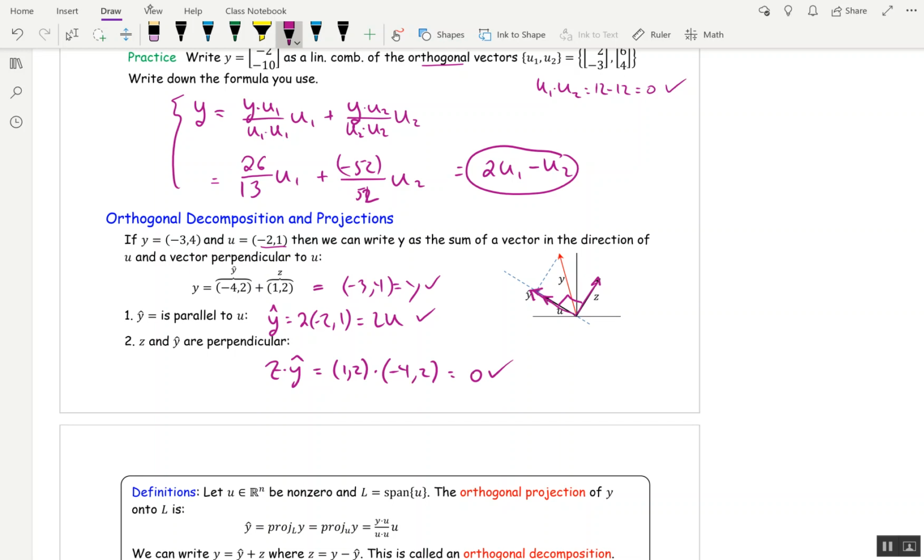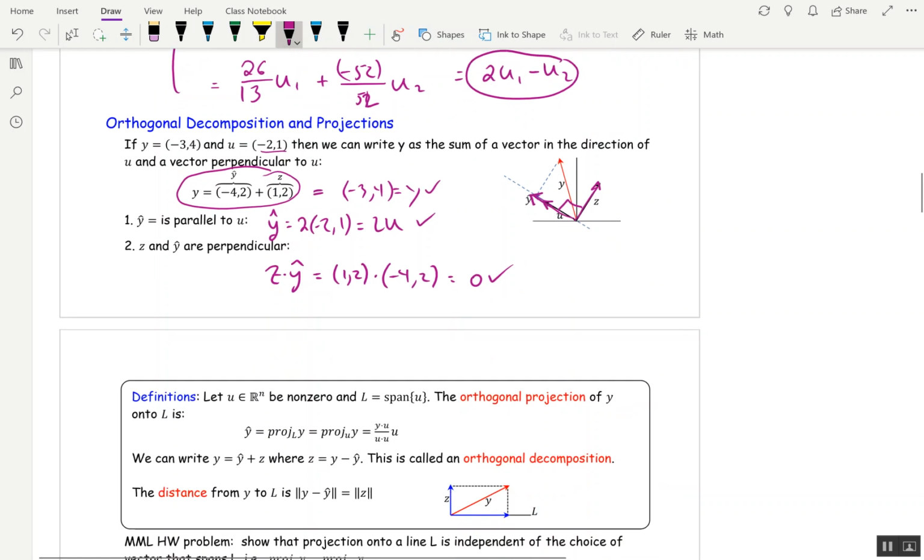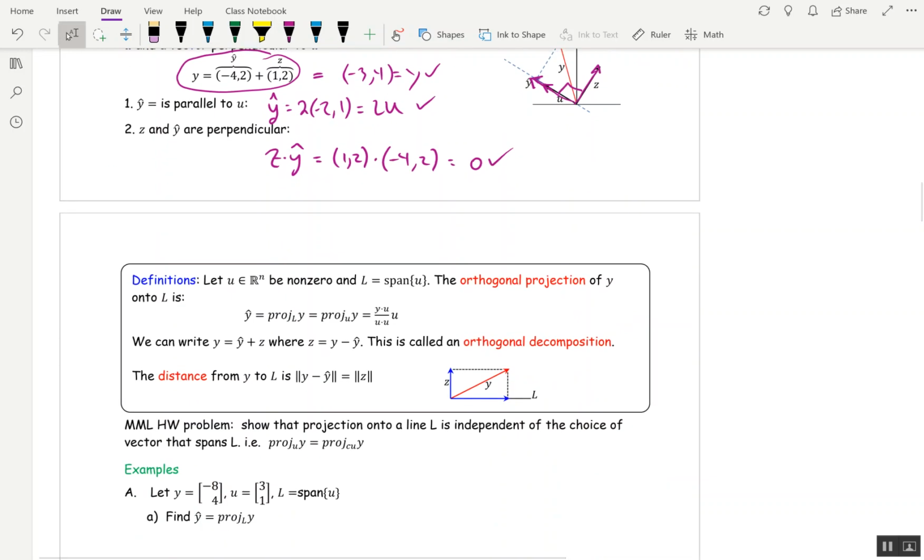When we project y onto the line spanned by u, we call that an orthogonal projection, and then we call this decomposition here an orthogonal decomposition. So the exact statement is in the next box. So you definitely have to know this stuff.